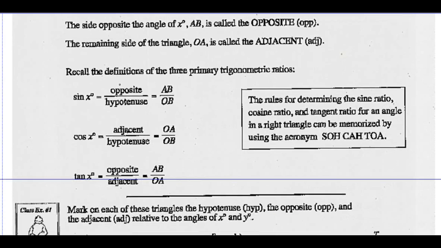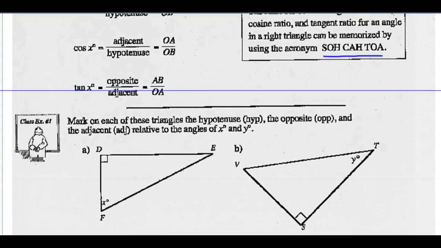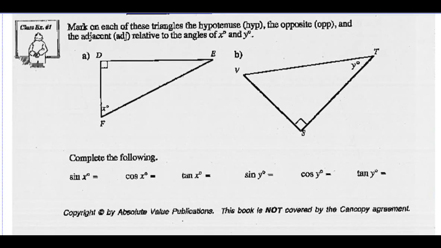Recall the definitions of the three primary trig ratios. Sine is opposite over hypotenuse, cosine is adjacent over hypotenuse, tangent is opposite over adjacent. We've got this little acronym to help you remember that. So example 1. Mark on each of these triangles the hypotenuse, the opposite, and the adjacent side relative to angles x and y.